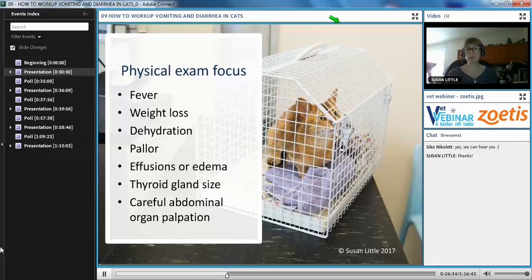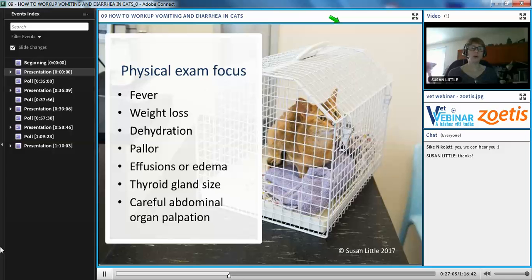What's the color of the mucous membranes? Is there pallor or paleness to the mucous membranes? Do we find any effusions or edema that would go along with hypoproteinemia and might make us think of a protein-losing enteropathy, for example? If it's a middle-aged or older cat, what's the thyroid gland size? Maybe the clinical signs could be due to hyperthyroidism. That was one of our non-gastrointestinal differential diagnoses.